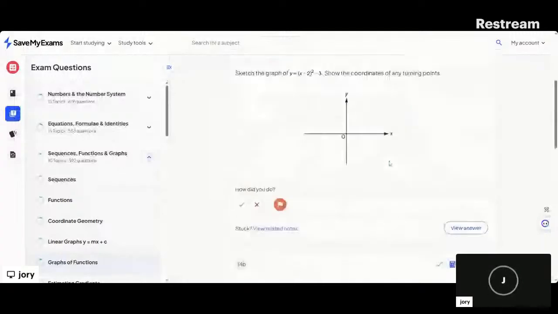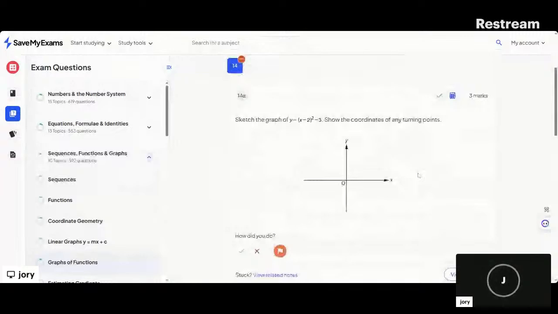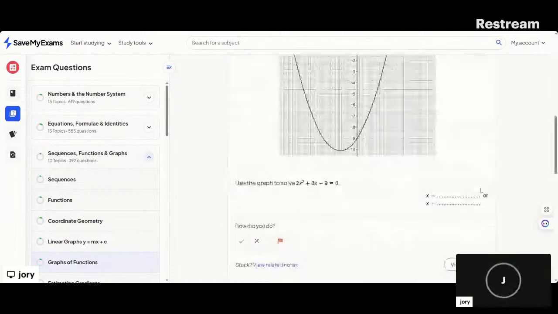Why did I do this wrong? Oh, okay, so I have to remember that when it is in the form a(x minus b) plus c, the turning point is (b, c). Okay, so note it to self. I'll come back to that later.